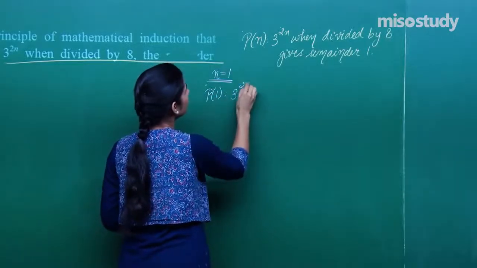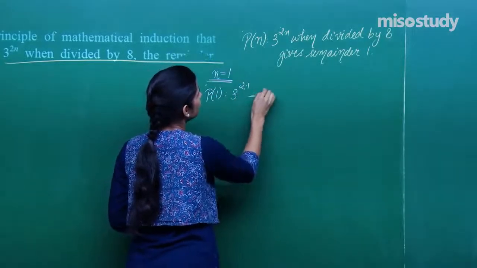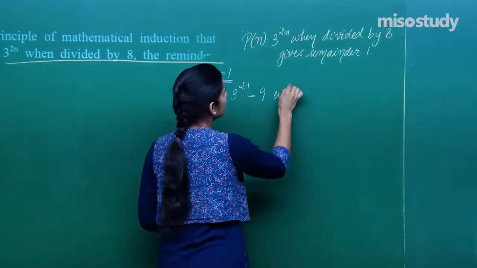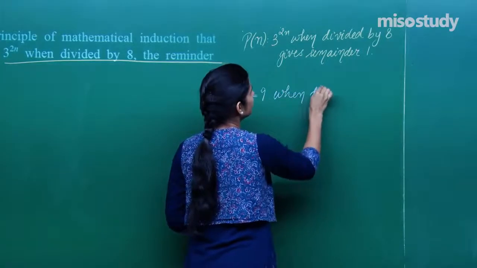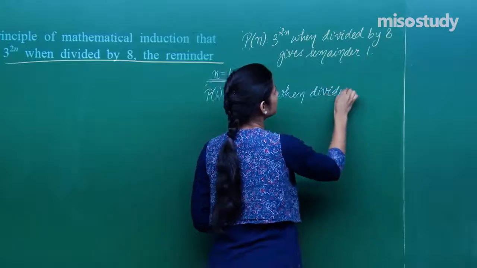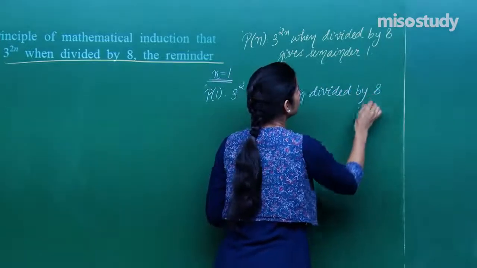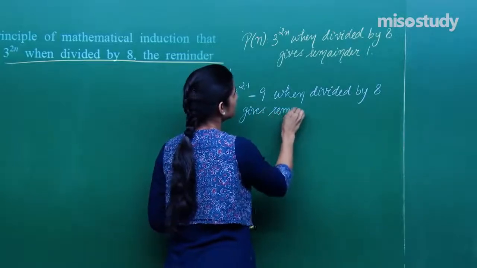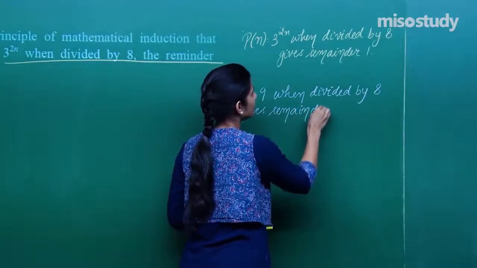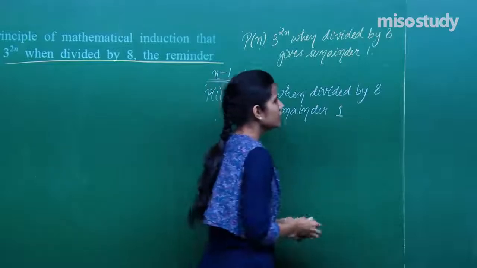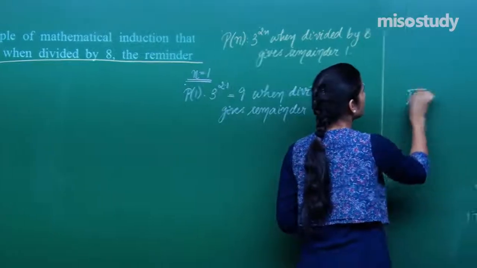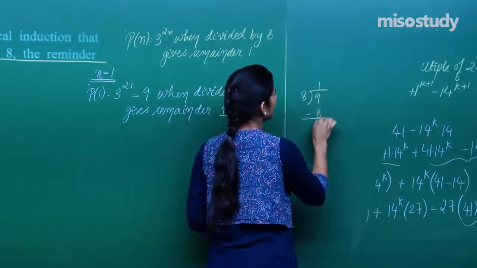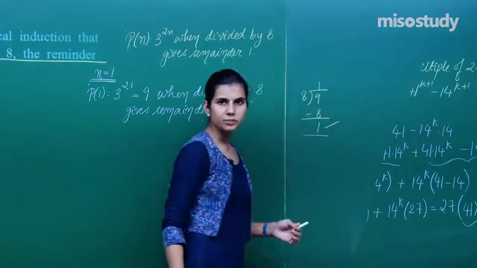3 to the power 2 into 1, that is 3 to the power 2, which is 9. 9 when divided by 8 gives remainder 1. Is it true or not? When you divide 9 by 8, you actually get 1 as the remainder.